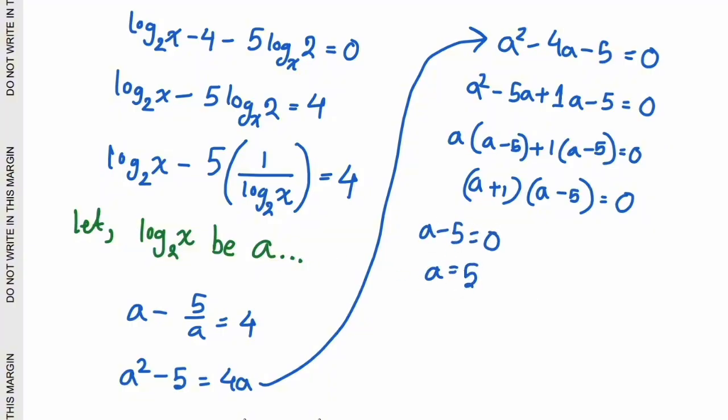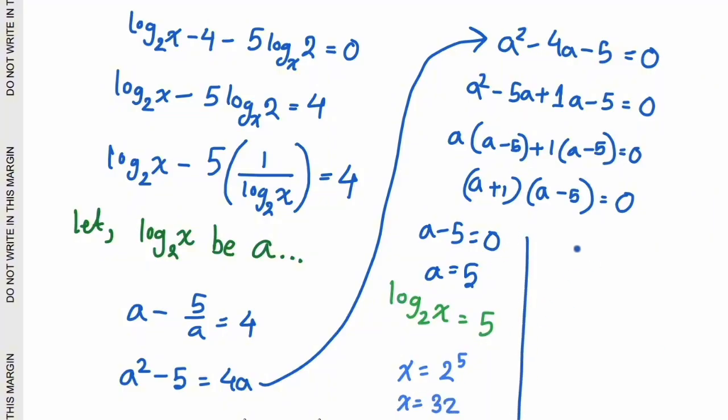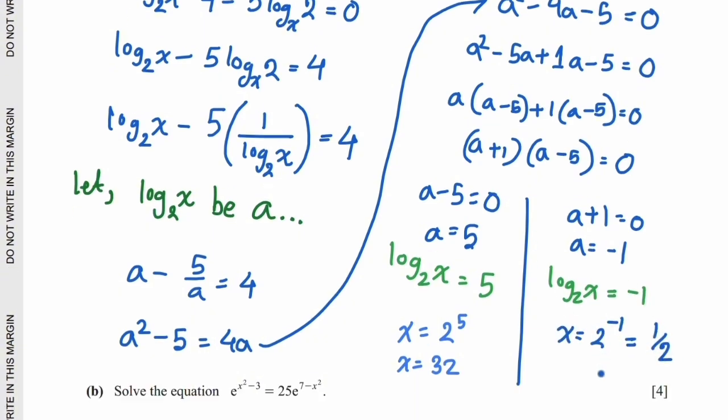And what is the value of a? The value of a is log base 2 of x equals 5, or x is 2 to the power 5 and x is 32. Wow, I totally got my colors all mixed up. Anyways, a plus 1 is equal to 0 and a is equal to minus 1. And what is the value of a? Log base 2 of x is equal to minus 1. So x is 2 to the power minus 1, or x is half. So these are our two solutions.